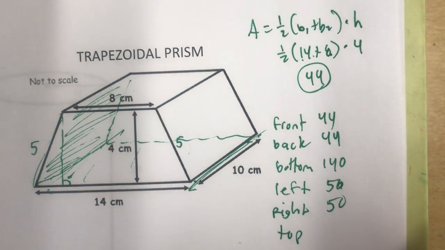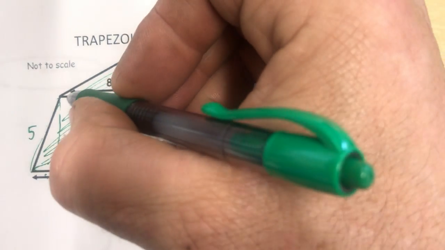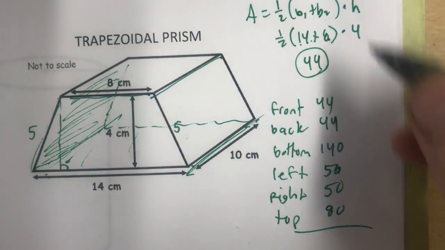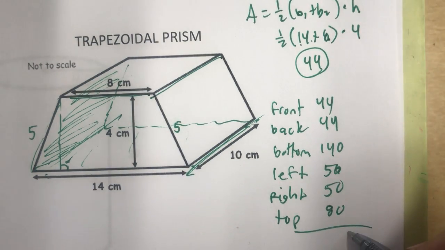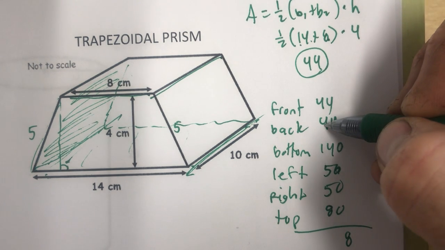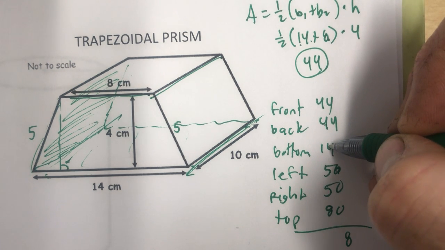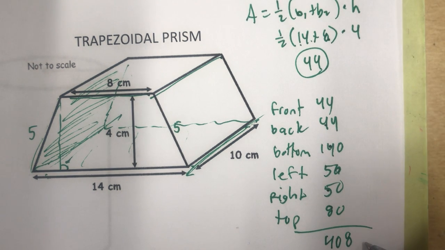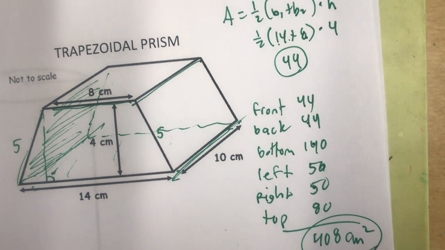Then we have the top. The top is 8 wide and 10 long, 80. 8 times 10 is 80. So we add these up. 4 plus 4 is 8. Plus 14 is 22. 32, 40. 408 square centimeters.